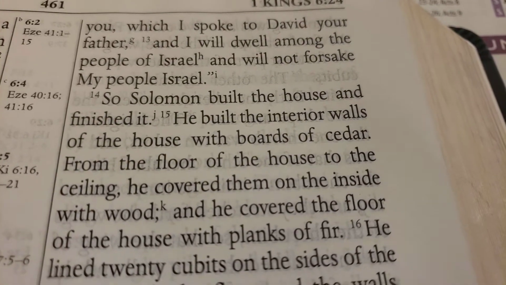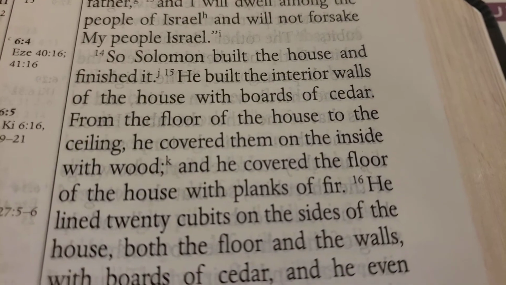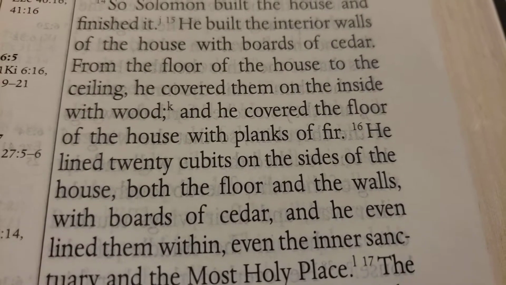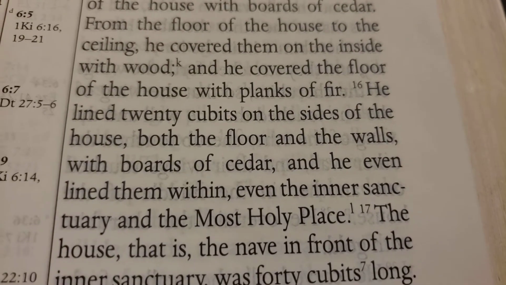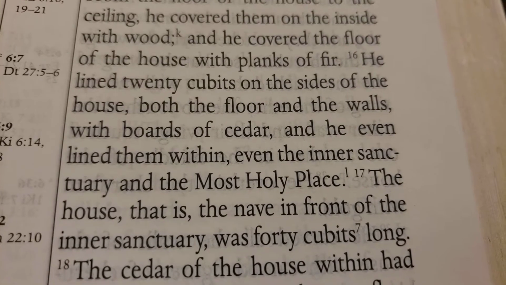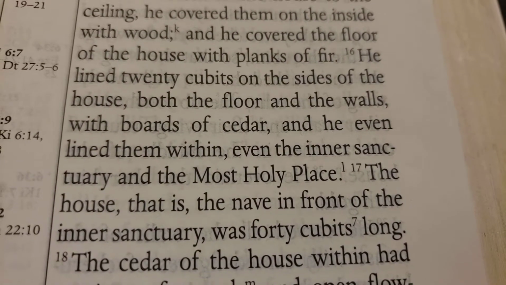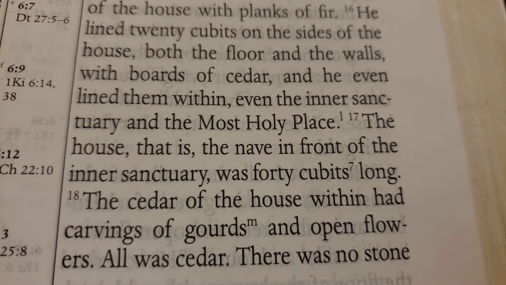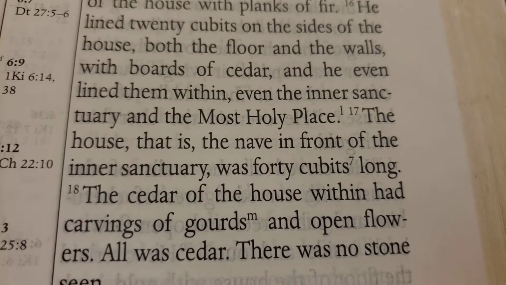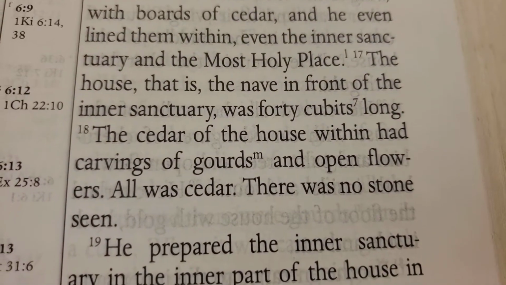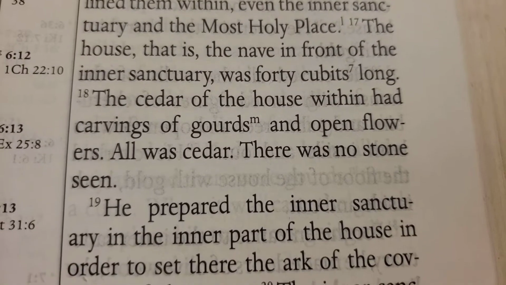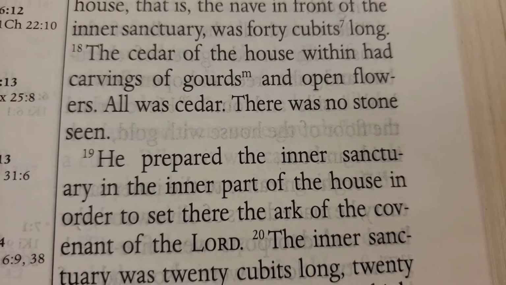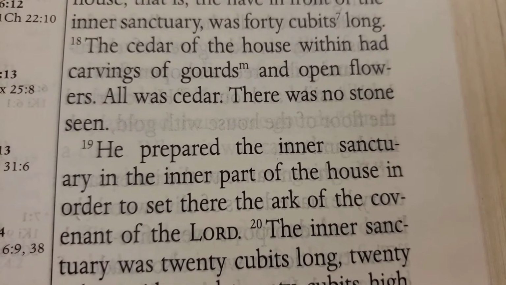So Solomon built the house and finished it. He built the interior walls of the house with boards of cedar, from the floor of the house to the ceiling. He covered them on the inside with wood, and he covered the floor of the house with planks of fir. He lined 20 cubits on the sides of the house, both the floor and the walls, with boards of cedar, and he even lined them within, even the inner sanctuary and the most holy place. The house, that is the nave in front of the inner sanctuary, was 40 cubits long. The cedar of the house within had carvings of gourds and open flowers. All was cedar, there was no stone seen.